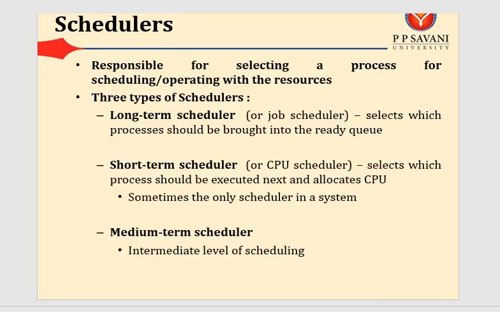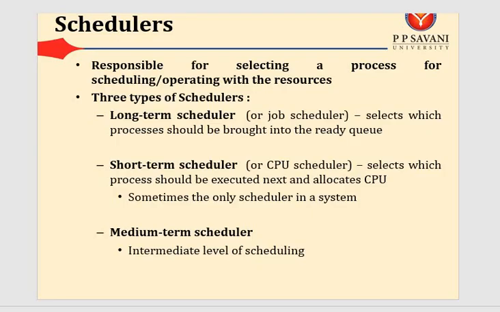Second one is the short term scheduler or CPU scheduler. It selects which process should be executed next and allocates the CPU, sometimes the only scheduler in a system. Third one is the medium term scheduler, known as the intermediate level of scheduling. Let's discuss each and every scheduler in detail.